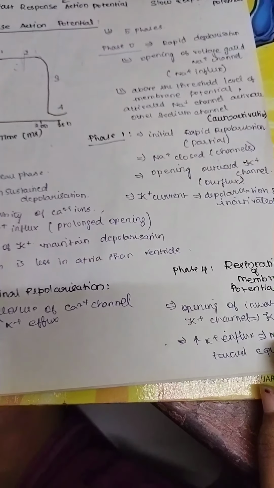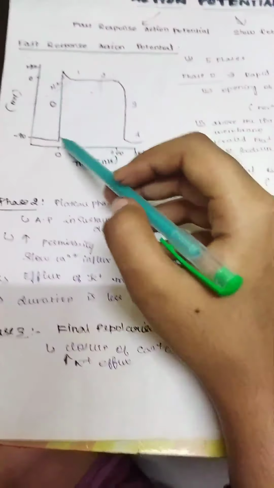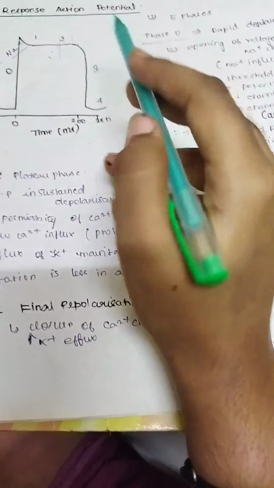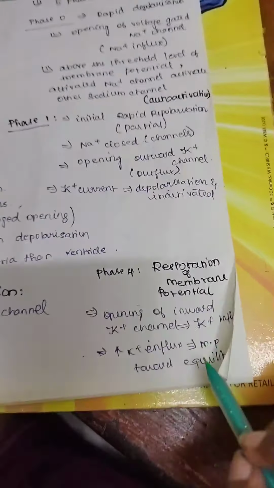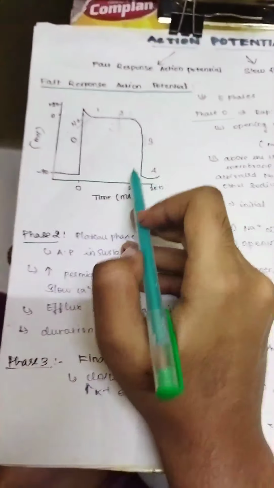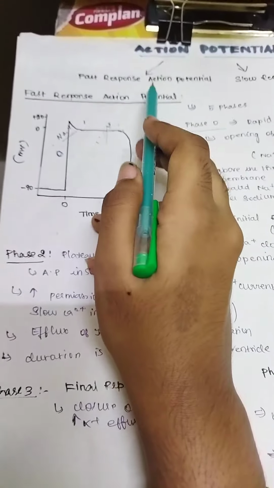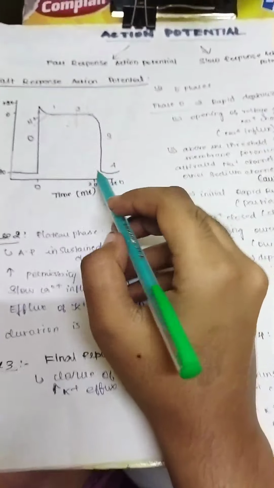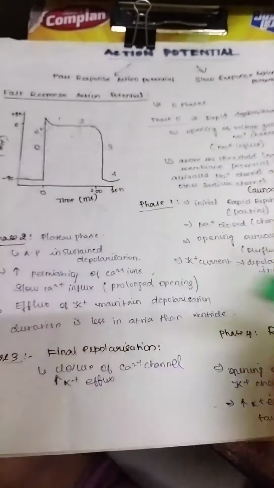What makes this happen is the opening of the inward potassium channels. In all the other phases potassium moves out of the myocardial cells, but in this phase the potassium comes into the myocardial cells. Because of this, the membrane potential moves towards the equilibrium. Here minus 90 is the equilibrium for the fast response action potential. So because of the influx of potassium, the fourth phase comes back to the equilibrium membrane potential.